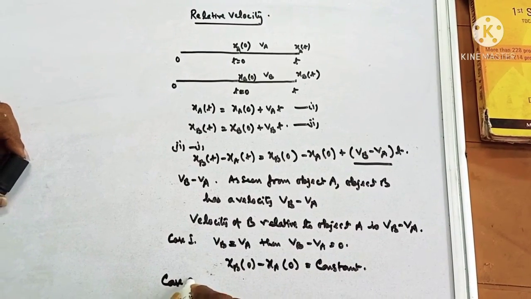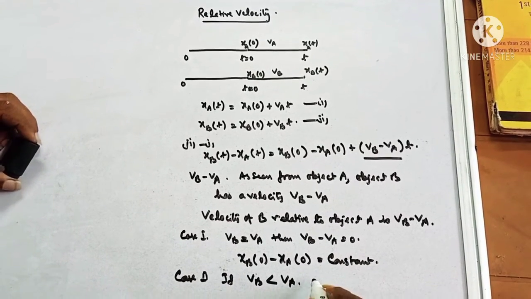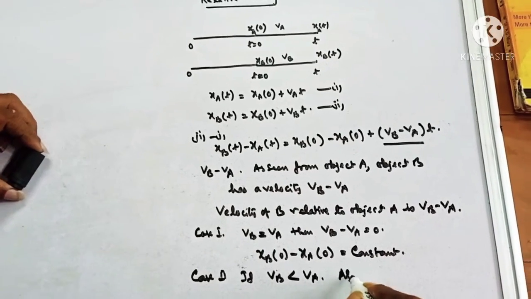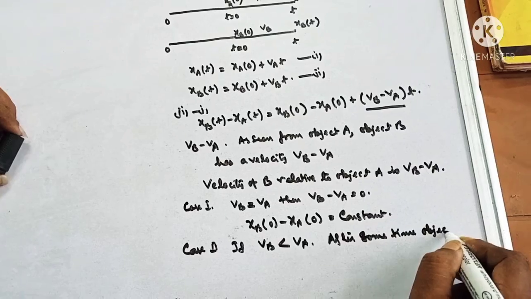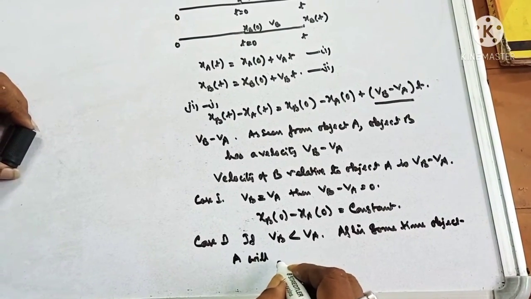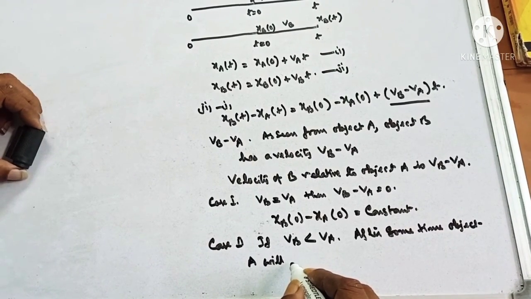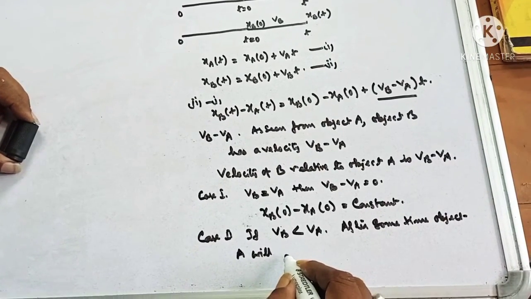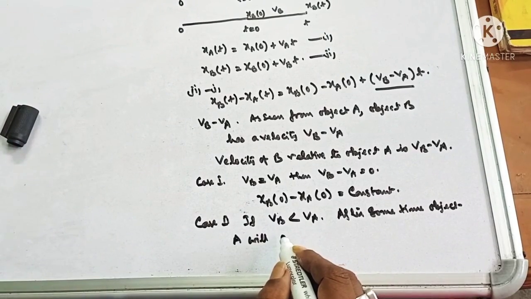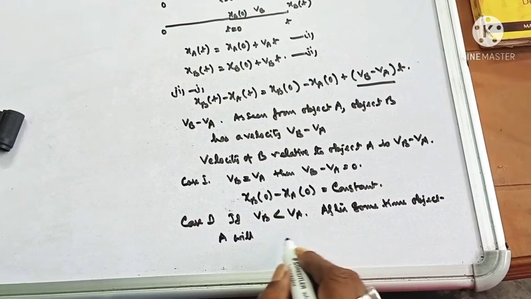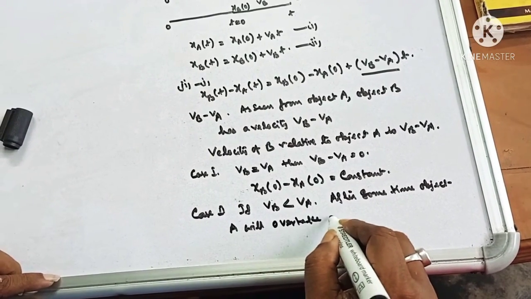In case 2, if vb is less than va, then what will happen? After some time, object A will overtake object B.